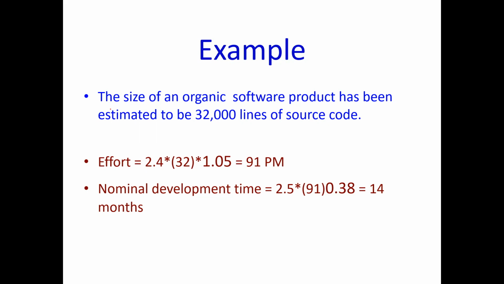Please everyone see this. The size of an organic software product you have estimated is 32,000 lines of source code. What they have given is the size of an organic software product. Please try to understand this. Organic software, first thing. What does it mean? Anyone please give a reply. Organic software, what does it mean? Please reply.